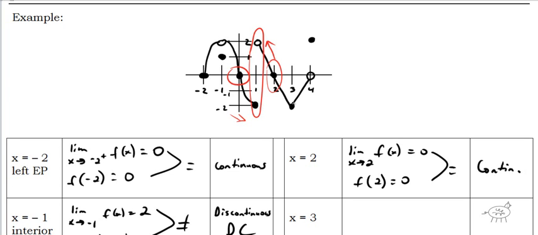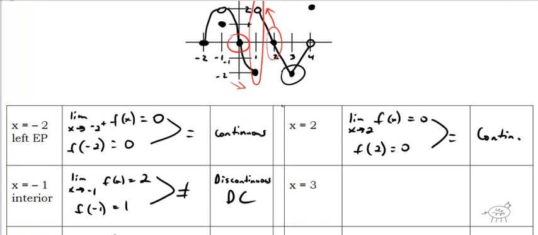x equals 3, right here. Same thing. Left-hand and right-hand limits are equal. They're both going to negative 2, so we can say that the limit as x approaches 3 of f of x, the two-sided limit, is equal to negative 2, and f of 3 is also equal to negative 2. Looking for the solid dot. Again, these are equal. It's continuous.